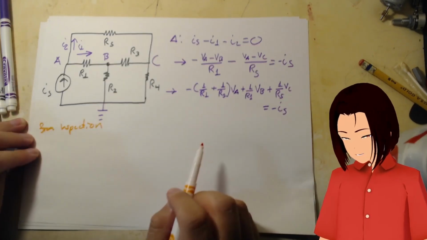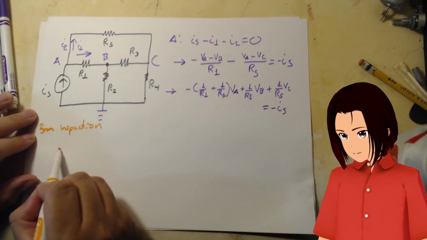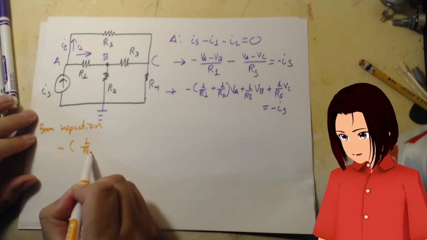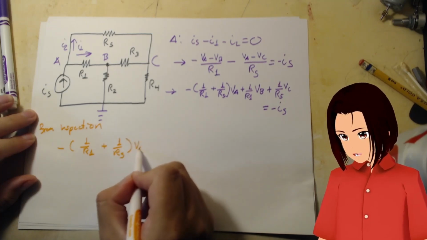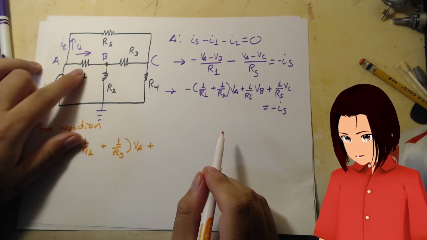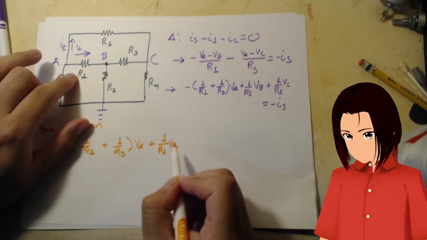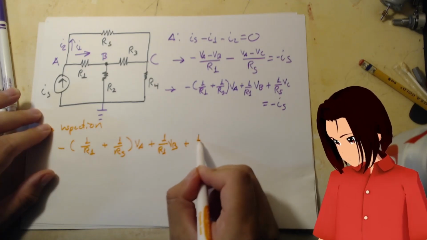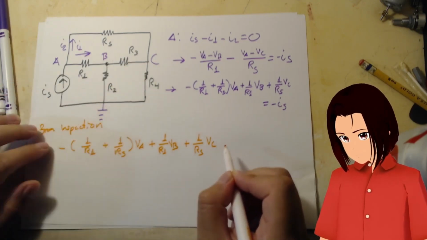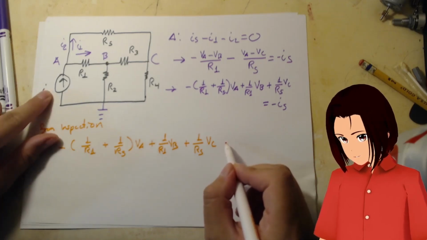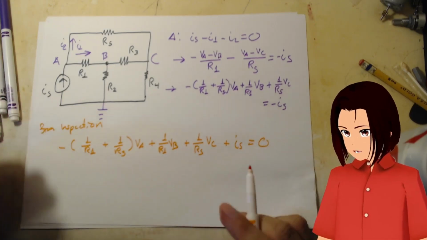And so I'll demonstrate. From inspection, you can see we have node A, R1, R5. So just put a minus (1 over R1 plus 1 over R5) times VA plus, it's VB, so 1 over R1 VB. There we go. Plus 1 over R5 right there, VC. And this current's going in, so we add the current. There's our node equation.